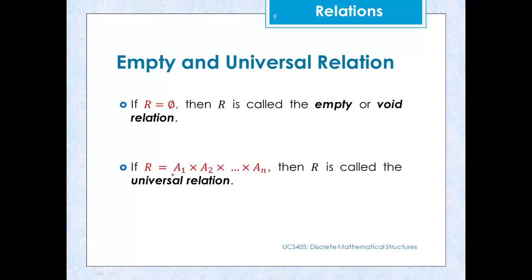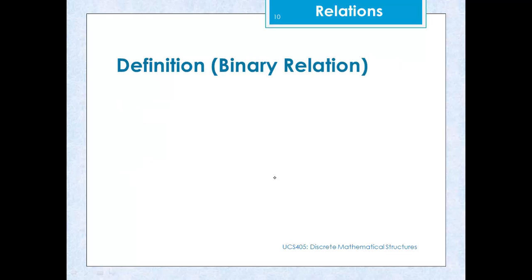If R is an n-ary relation, then it is a subset of A1 cross A2 up to An. Now if n equals 2, then this relation is called a binary relation, and when we talk about the term relation in the rest of the topic, we will generally mean binary relation. So let us move to the definition of binary relation. How can we define the term binary relation?